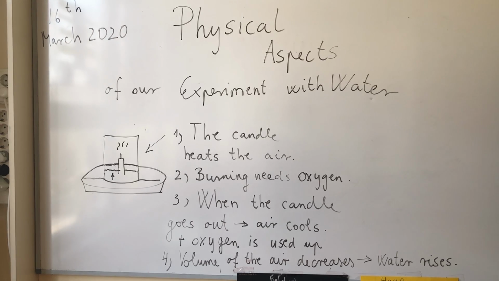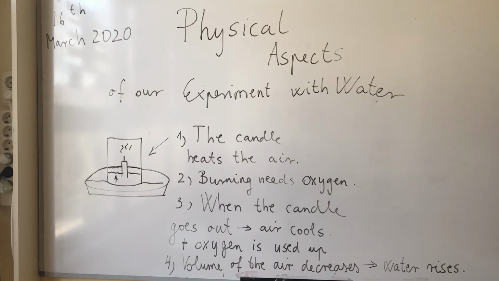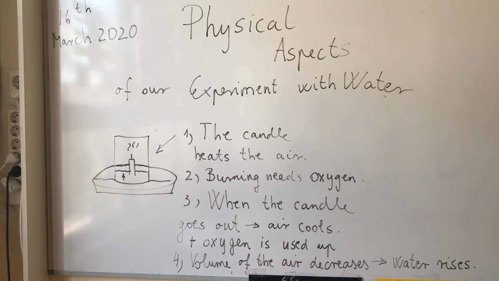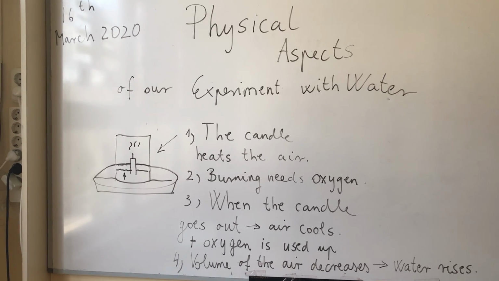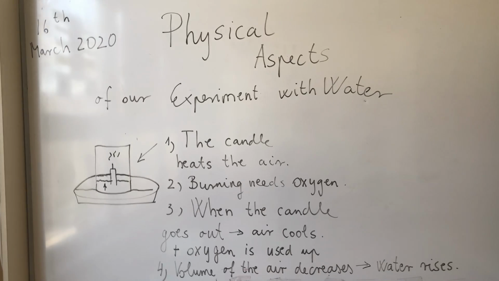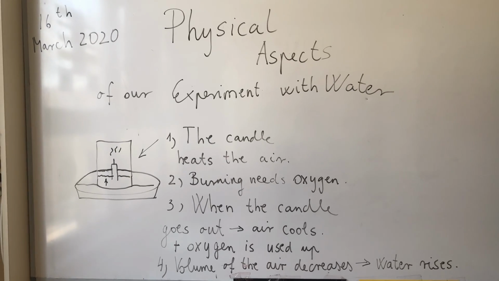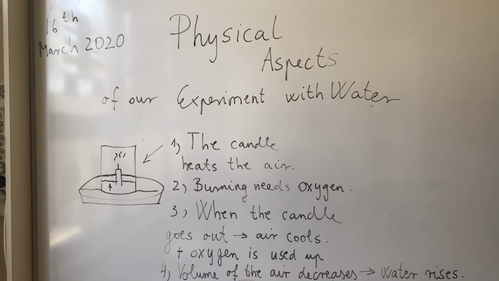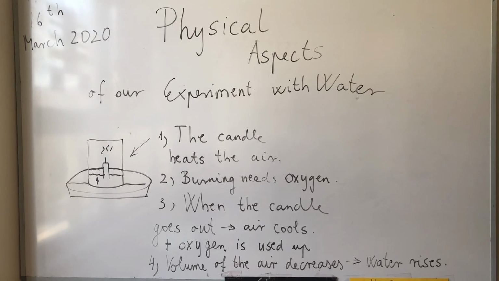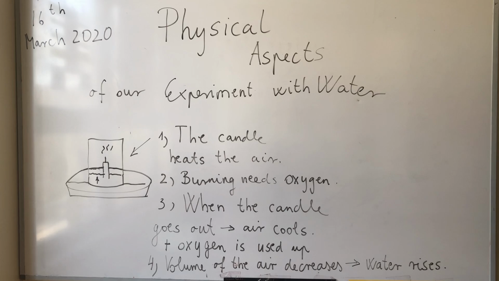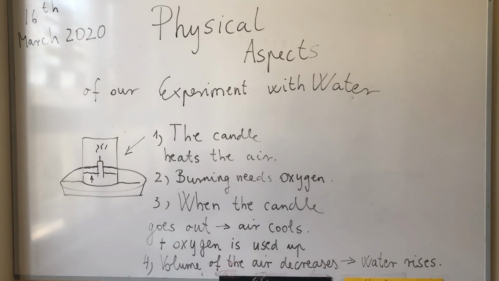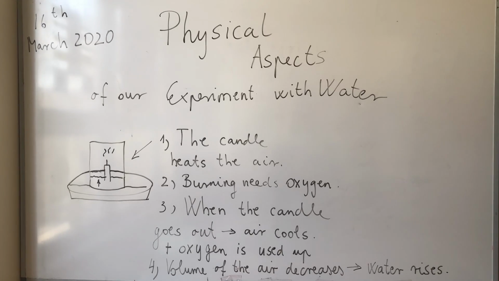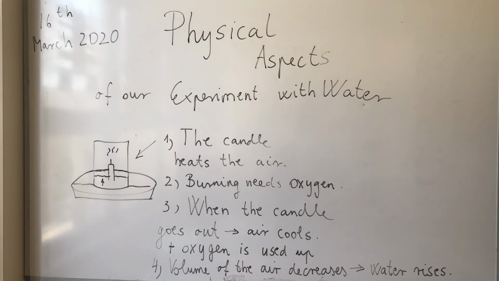There was the candle which heats the air. Burning needs oxygen, so when the candle goes out, probably there's less oxygen in that jar. It's really logical, because burning needs all the oxygen. Air cools after this, but oxygen is used up. So the volume of the air decreases and the water level rises. There's less oxygen in the jar, there's more space for water there.